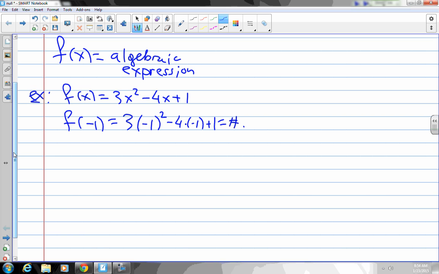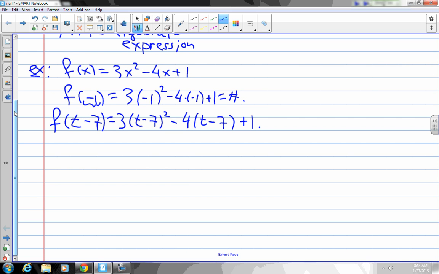Right? So again, the function notation works. Whatever I put in the little parentheses ends up replacing the independent variable, right? So if I ask you what is f of t minus 7, you will say it is 3 times t minus 7 squared minus 4 times t minus 7 plus 1. Whatever that equals to, I can open up the parentheses and so forth.